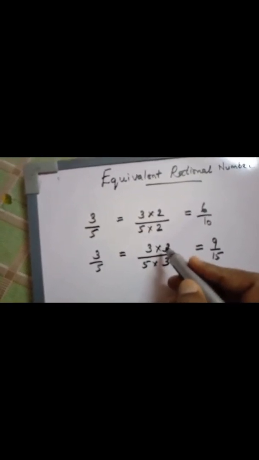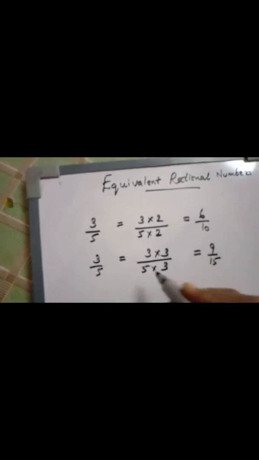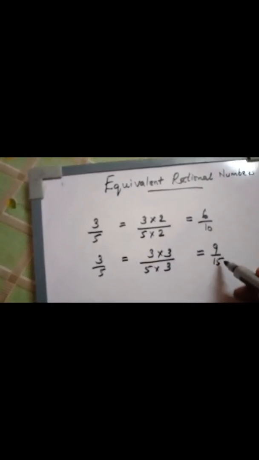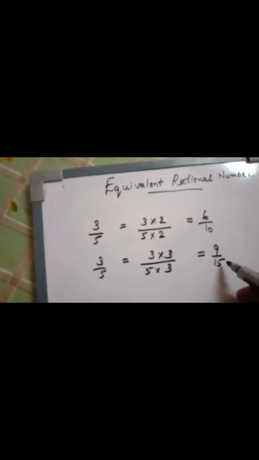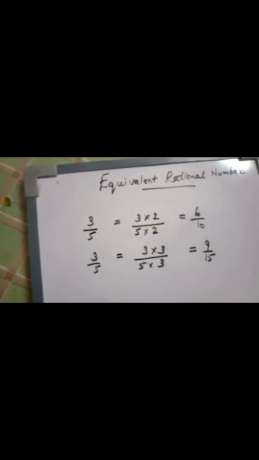3 upon 5 is multiplied both by 3 on numerator and denominator. 3 multiplied by 3 equals 9. 5 multiplied by 3 equals 15. Hence 9 upon 15 is an equivalent rational number of 3 upon 5.